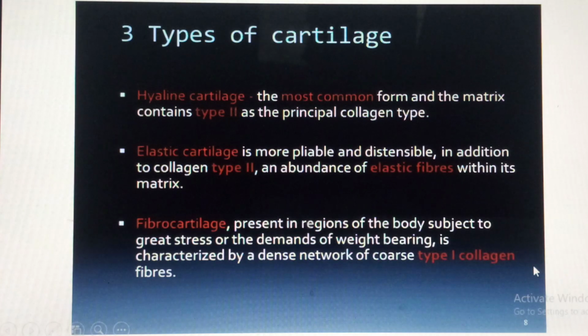So we've seen the three kinds of cartilage in the questions that we've looked at. We've seen hyaline cartilage, a very common type, principally having collagen type 2, although it may have collagen type 6, type 9, type 10, and of course type 11. Elastic cartilage, although having collagen type 2, also has a lot of elastic fibers. Then fibrocartilage, apart from having collagen type 2, also has a lot of collagen type 1 in its matrix.